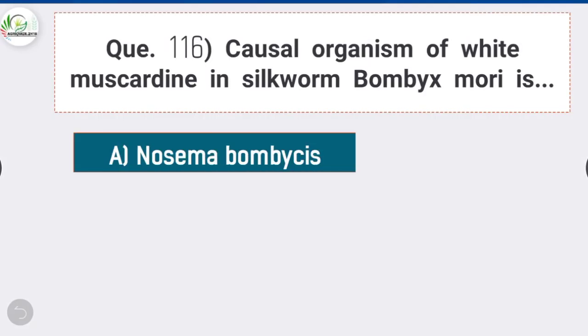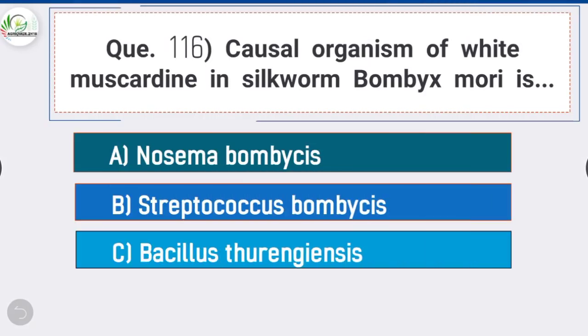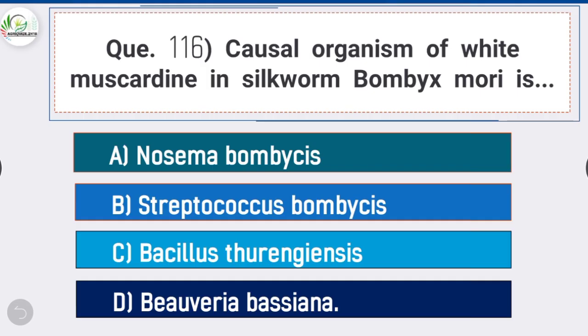Question number 116. Causal organism of white muscardine in silkworm Bombyx mori is, and the correct answer is option D, Beauveria bassiana. Causal organism of white muscardine in silkworm Bombyx mori is Beauveria bassiana.